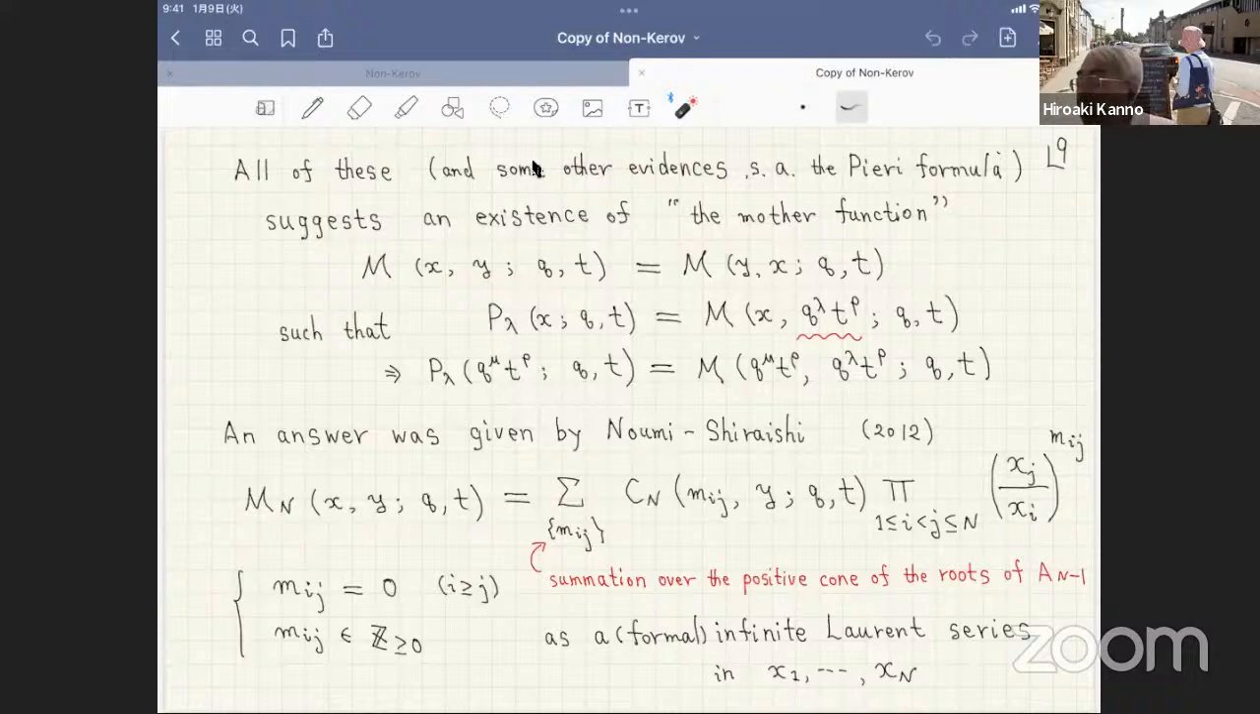Please note that, of course, in the mother function hypothesis, we have symmetry in x and y. But in the formula which they give, x and y appear in a quite asymmetric way. So this function is a formal power series of x, but here in the coefficient of this formal power series, the second variable y appears.